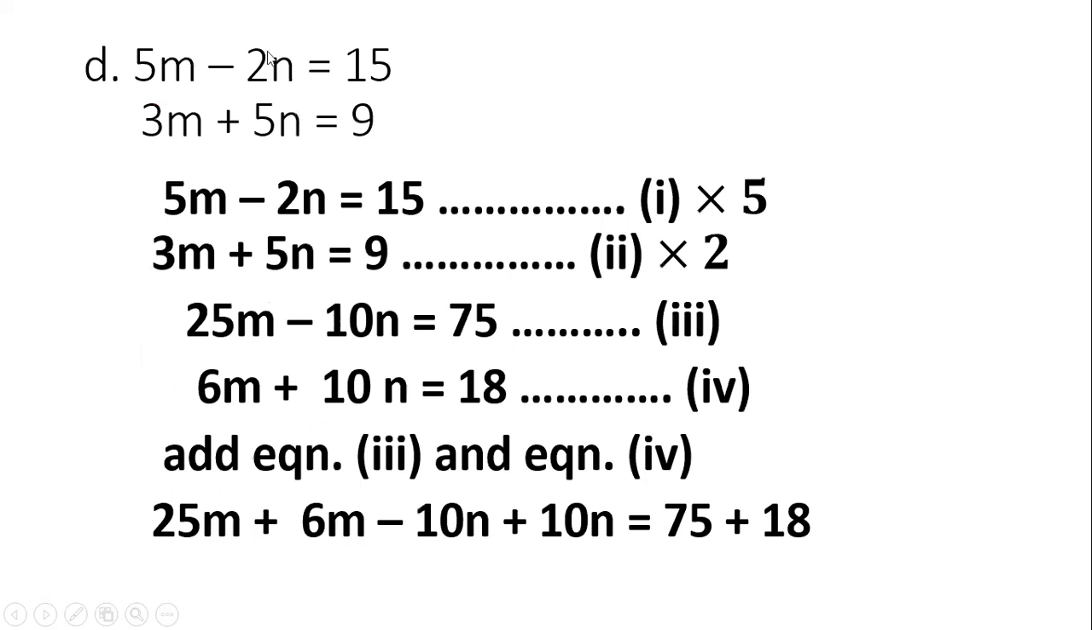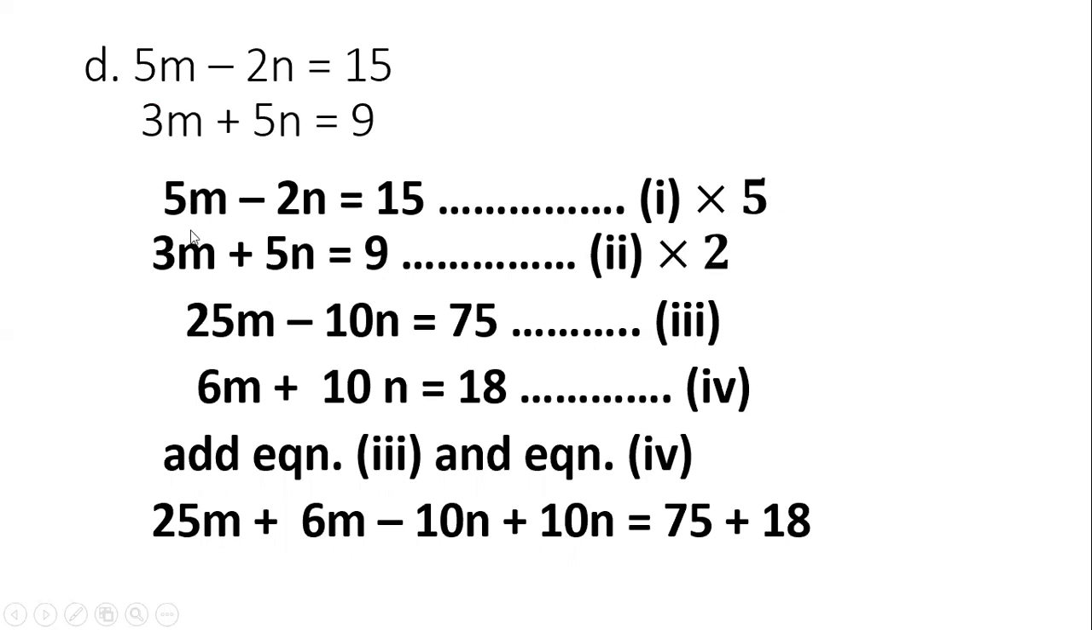Another equation using the elimination method: we have 5m minus 2n equals 15, and 3m plus 5n equals 9. So I want to eliminate n now. I told you when they have different signs, I'm going to add, but I want to make sure that they have the same coefficient. So I multiply equation 1 by 5 and equation 2 by 2.